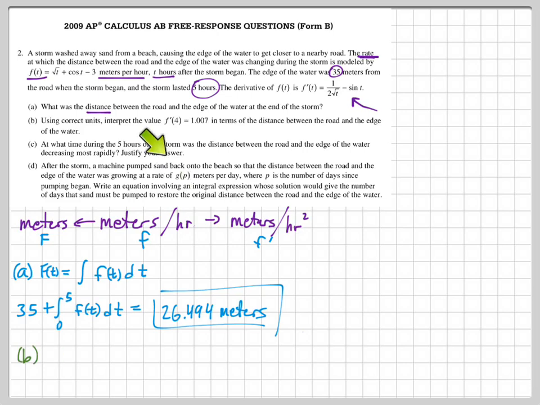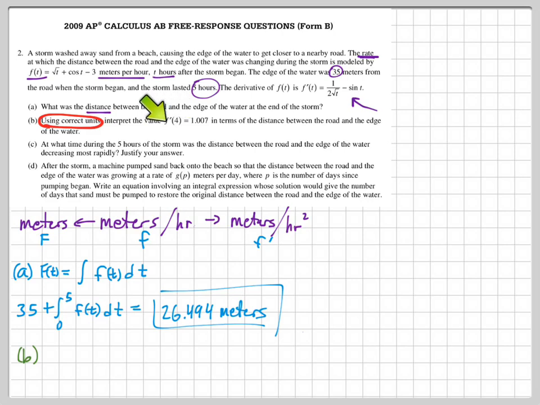Now let's attack B. On B, it says using correct units. Oh, please make note of that. Using correct units, that's huge. It just told you how you're going to get one of the points. Using correct units, interpret what this thing means. And so when you interpret this, you have to know what the F prime means, you have to know what the 4 means, and you have to know what this number means.